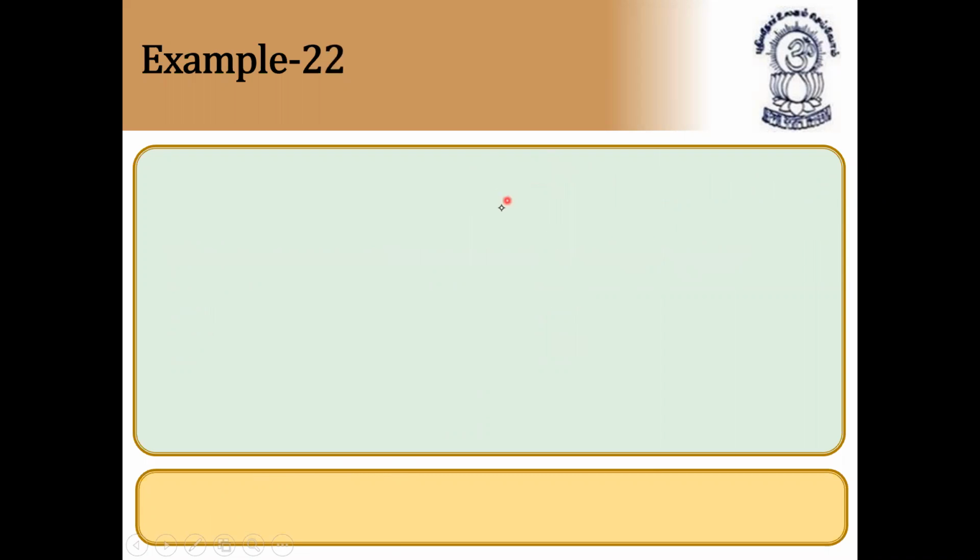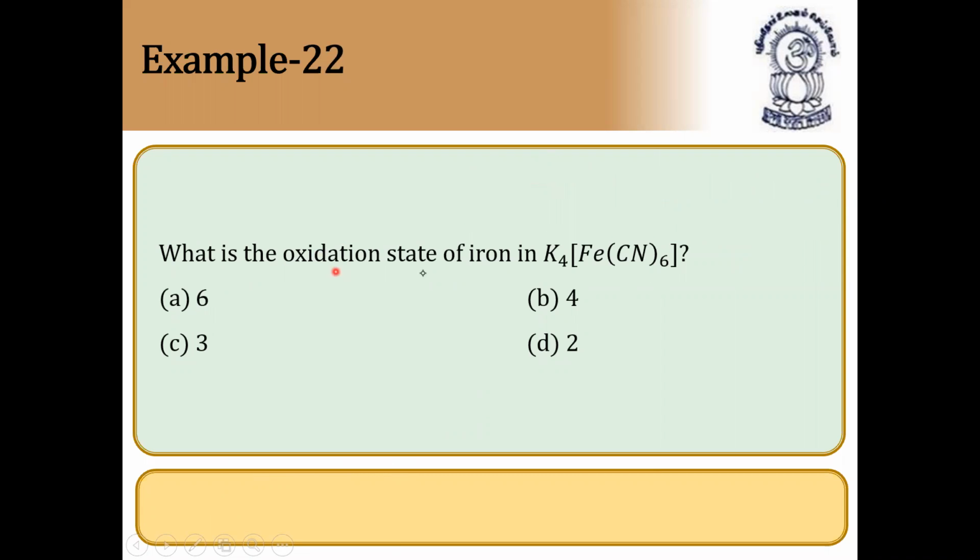Next question. What is the oxidation state of iron in K4[Fe(CN)6]? It is a very simple question. So potassium, it is +4. +4 plus X minus 6 is equal to 0, because cyanide, each one is -1, -1 into 6, it is -6. So X is equal to +2. So it is +2, option D. Yes, it is option D. Next question.